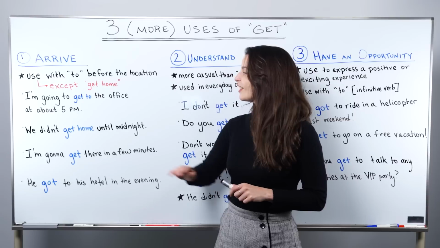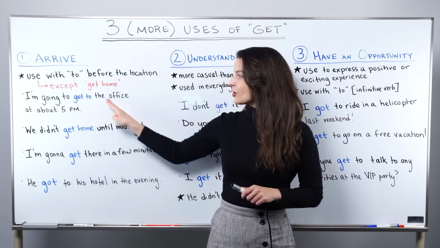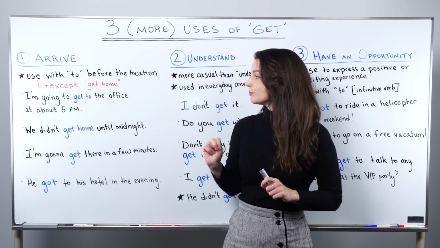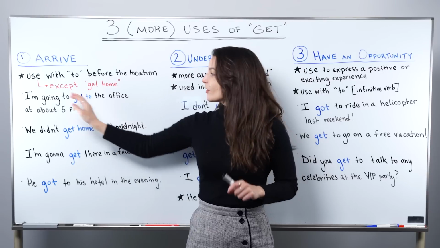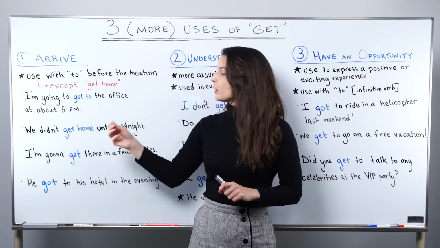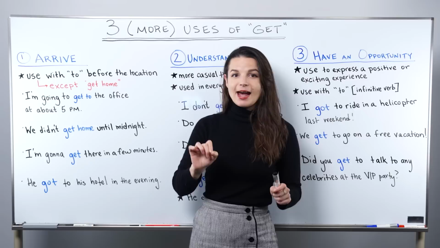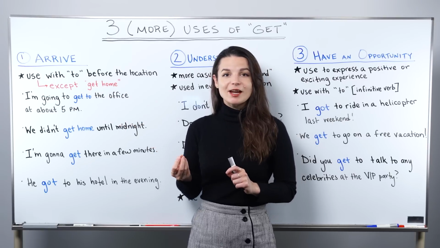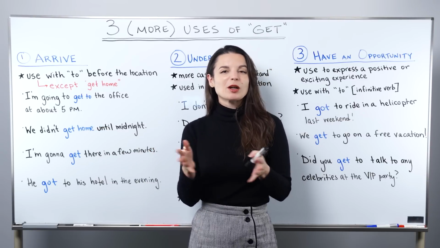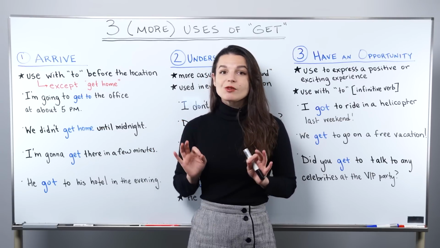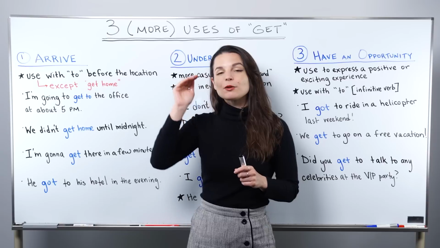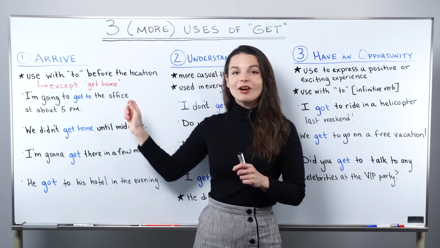Let's look at some examples. Okay, first is, I'm going to get to the office at about 5 p.m. So this get to means arrive. So I'm going to arrive at the office at about 5 p.m. So we can replace get to with arrive at, and the meaning stays the same. So again, the difference here is just that get to sounds much, much more casual, much more common in everyday conversation. It's 100% correct to say I'm going to arrive at the office at about 5 p.m., but it just sounds a little more polite. So I recommend this pattern for everyday use.